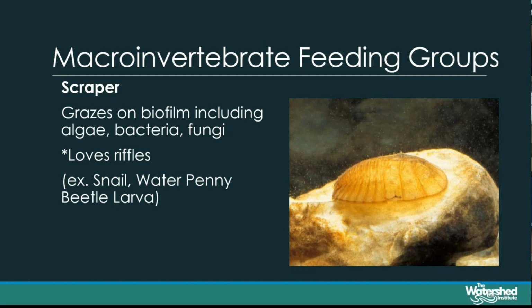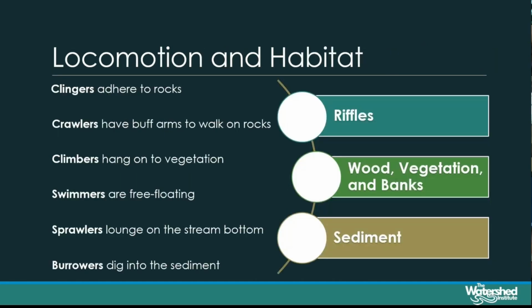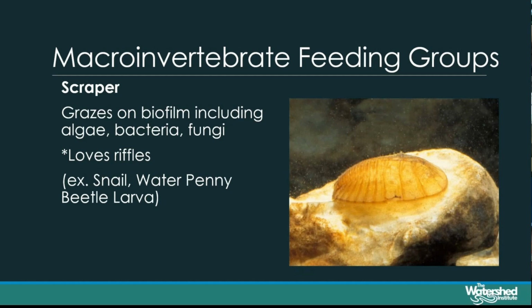Another way to frame how to look for macroinvertebrates, besides their movement and where we might find them, is how they feed. This is a water penny larva. You can see it looks like a penny on the top. We're very creative when we come up with names. This is a grazer or scraper, and in the last example, it would be the clinger.